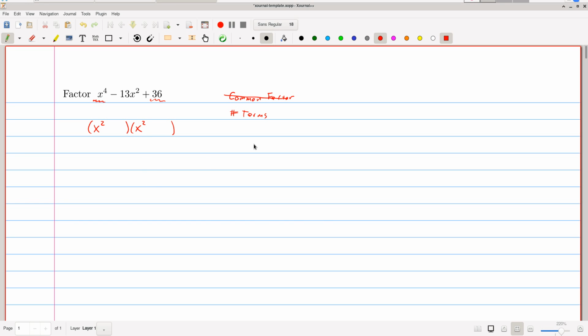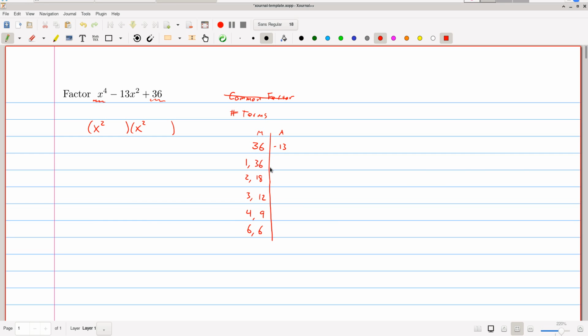Then we're going to look for 2 numbers whose product is 36, so these multiply to 36, and whose sum, they add up to negative 13. So 36, this could be 1 times 36, or 2 times 18, or 3 times 12, 4 times 9. 5 doesn't go into 36 evenly, but 6 does, so 6 times 6. So these are the combinations of numbers that will multiply to give us 36.